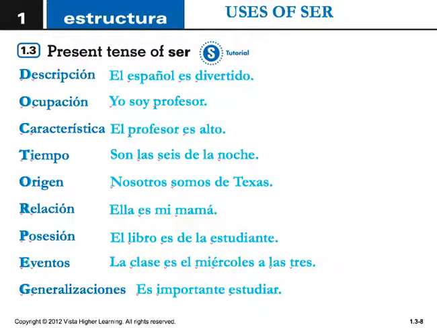First, it could be una descripción, a description. El español es divertido. Spanish is fun. Ocupación, yo soy profesor. Característica, el profesor es alto. Professor is tall. Tiempo, which we'll learn about in a subsequent lesson, son las 6 de la noche.